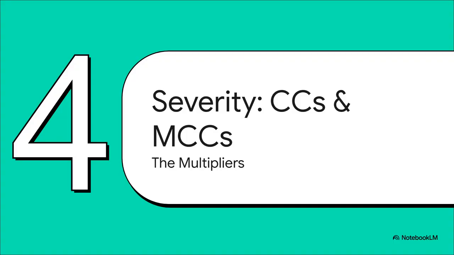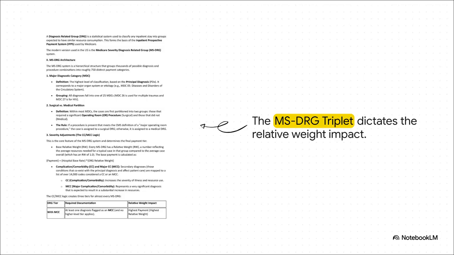Moving to Section 4, Severity, CCs and MCCs, the multipliers. So once we have our anchor, secondary diagnoses act as multipliers. They exponentially change the reimbursement tier. Almost every MS-DRG has a triplet structure based on severity. At the bottom, you have the lowest payment tier without CC/MCC, meaning no high-severity secondary diagnoses were flagged. Then, in the middle, with CC, you get a mid-range payment boost, and right up at the top, if you have at least one diagnosis flagged as an MCC, you reach the absolute highest relative weight and highest payment tier.